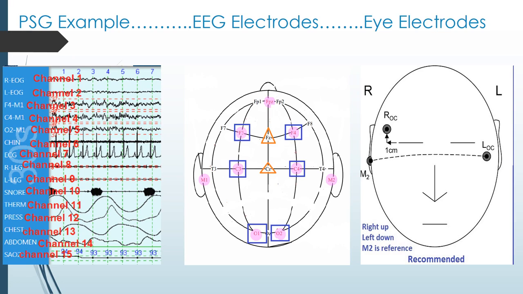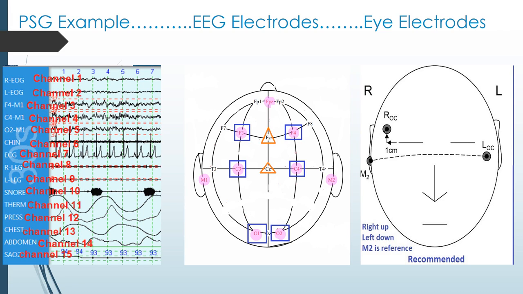Next is your left eye. That's 1 centimeter out and 1 centimeter below the left eye. And again, that would then be set up on your montage, so it's going to the reference of your mastoid 1, which in this picture I know it's showing mastoid 2.